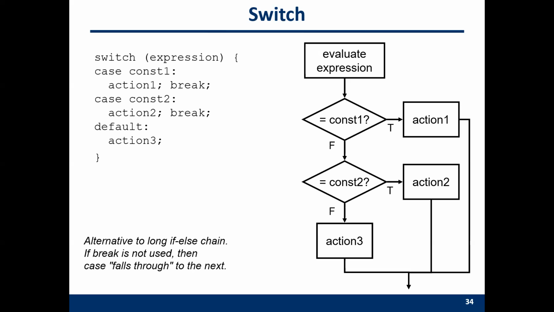So here is the control flow of this switch sentence. You first evaluate the expression. If this is the first case, then you go to the first action. If this is the second case, then you go to the second direction. The break here can help you to implement this. If you do not write the break, then it will continue to this path.